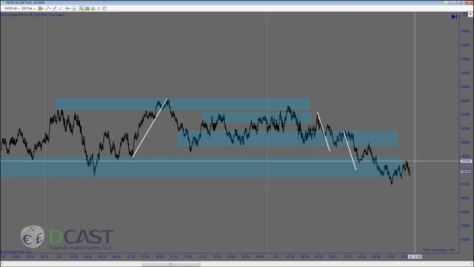I haven't moved my mouse. You saw where it is. And why did I choose this area? Look to the left. Look at the rectangle. Look at the structure. Look how price has reacted to this level of 16,183 very strongly.